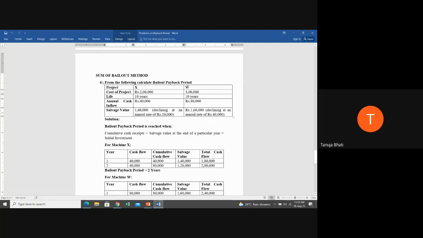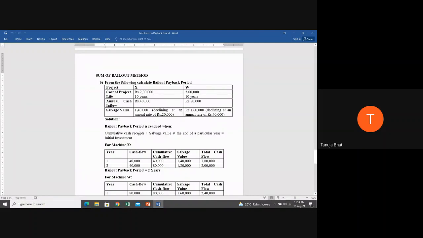Similarly, for project W, the salvage value is 1,60,000, which is declining at an annual rate of 40,000. So if it is 1,60,000 this year, what will be the salvage value in the next year, students? Can anyone tell me? 1,20,000. Very good. And similarly for the succeeding years, you have to keep minusing 40,000. So that will be the salvage value.